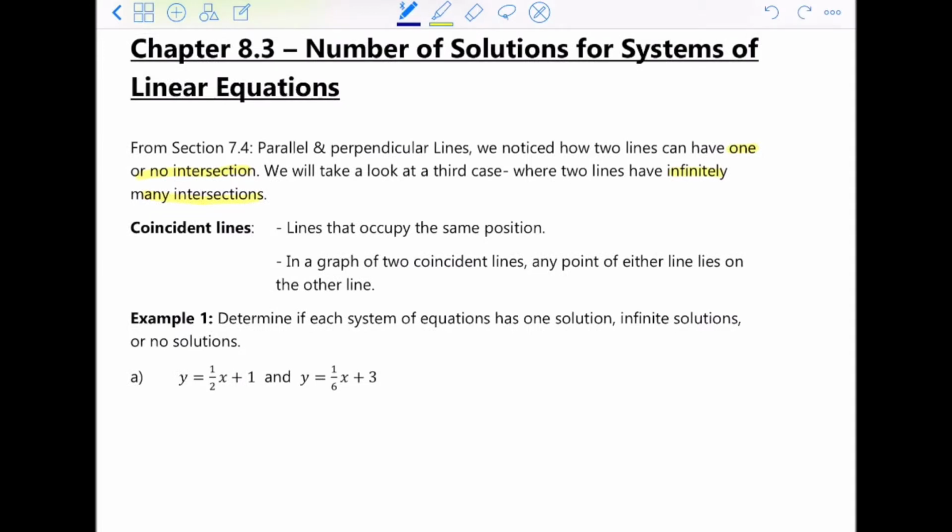So there's a new term we need to know for this section. It's called coincident lines. So lines that occupy the same position. And in a graph of two coincident lines, any point of either line lies on the other line. So essentially what they're saying is that two lines overlap.